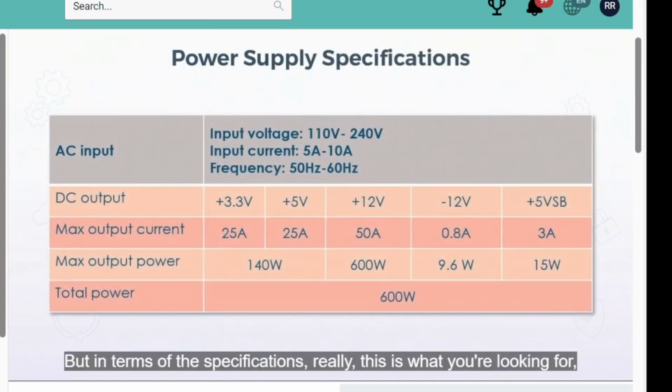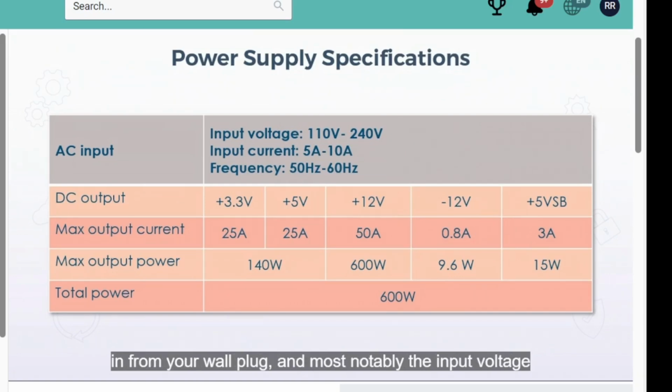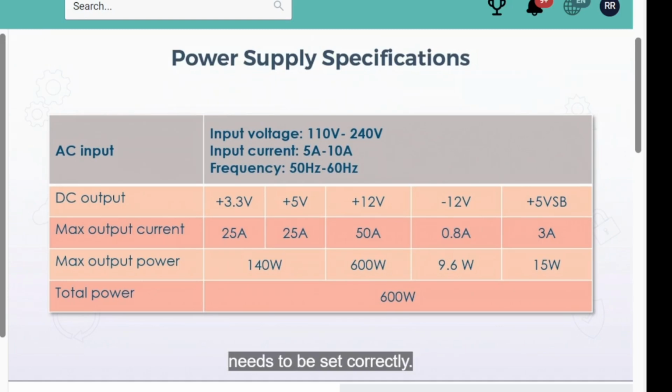But in terms of the specifications, really this is what you're looking for to understand what level of power this particular unit can supply. So for starters, the AC input, of course, is what is coming in from your wall plug, and most notably the input voltage needs to be set correctly.